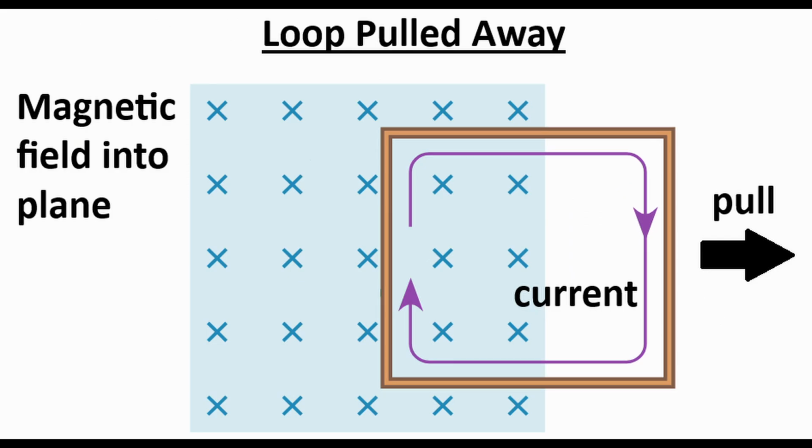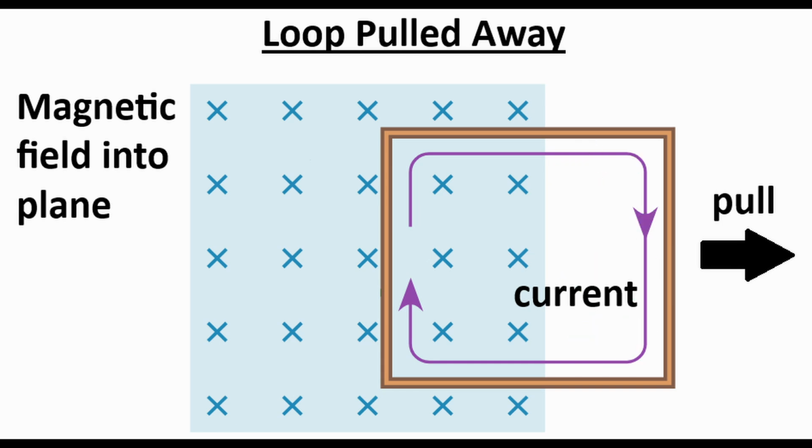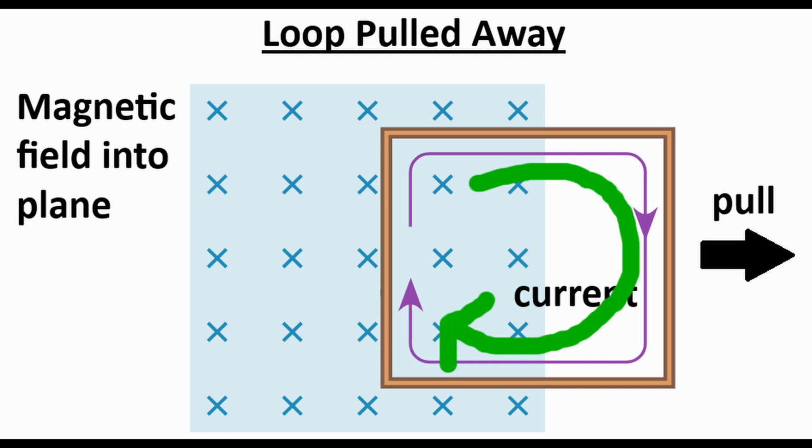Consider an example of a rectangular conductive loop in the presence of a magnetic field that is directed into the plane. If we hold one side of the loop and start pulling it out of the field, our action will decrease the amount of magnetic field passing through the loop. Moreover, this will result in an induced current through the loop.